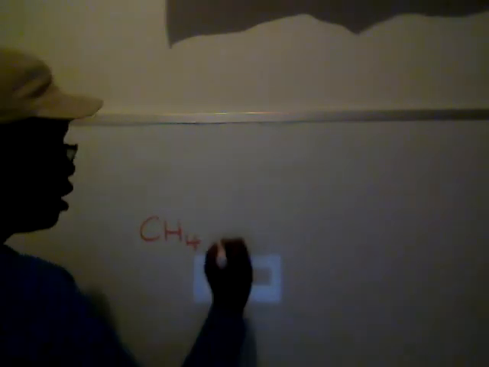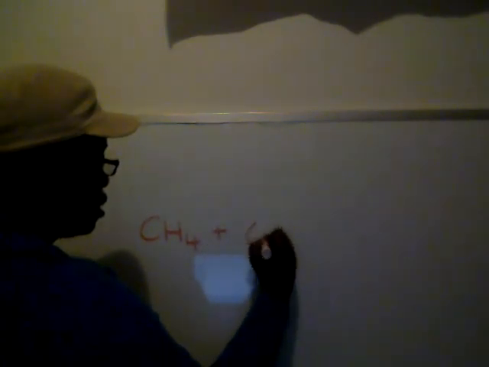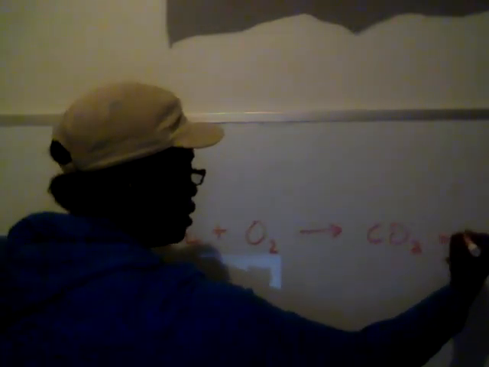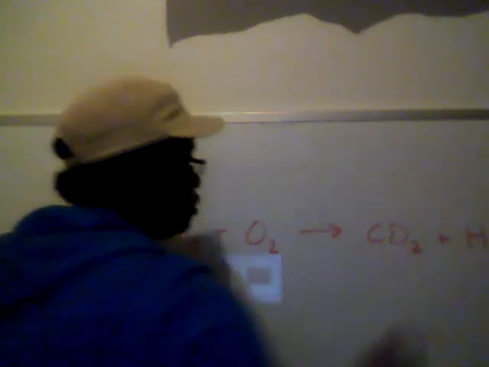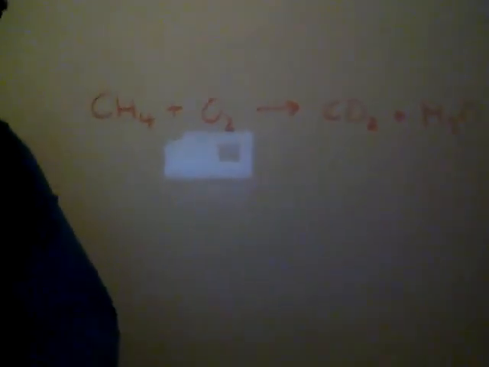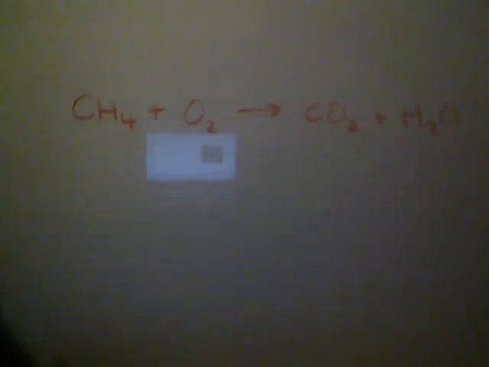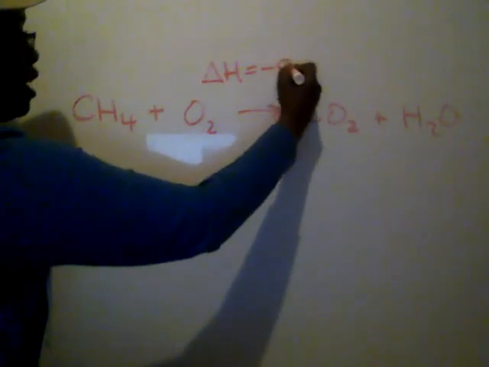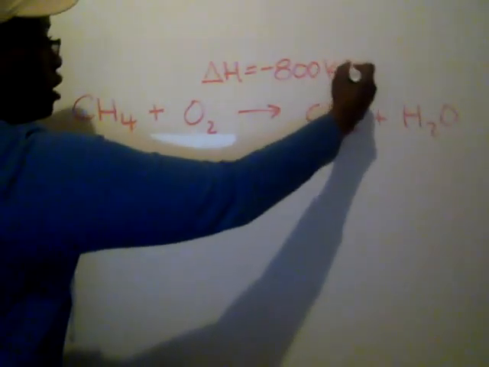So let's review heat of combustion. That was something in chapter 17. So let's say we have this equation: CH4 plus O2 goes to CO2 plus H2O. And let's say that we're told that this equation is exothermic, meaning it releases heat. So we know that delta H is, let's say, negative 800 kilojoules.